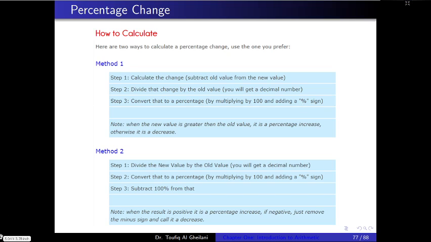The second method is to divide the new value by the old value. Also we get a decimal number. Then convert that into a percentage by multiplying by 100 and adding the percent sign. Then subtract 100 from that value.